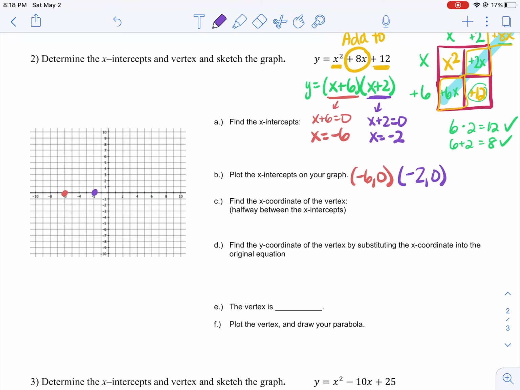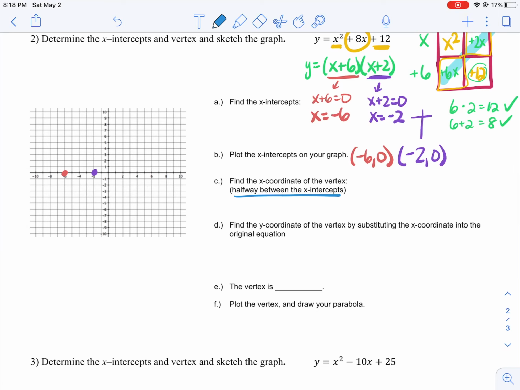And you can do the cross if you want, the la cruz, or you can do opposite operations. Any way is fine. So we have our x-intercepts. Now we have to find our vertex. So let's find the vertex halfway between x-intercepts. Negative 6 plus negative 2 is negative 8, divided by 2 is negative 4.